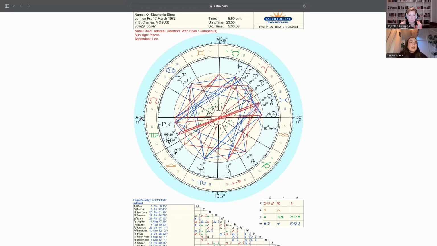And then your ascendant was right here. It was on the cusp between Leo and Virgo. And all these lines are basically the aspects that every planet makes to each other. So you have the blue lines, which mean easygoing, harmonious aspects. They tell you something about your strengths and your talents and what flows easily.